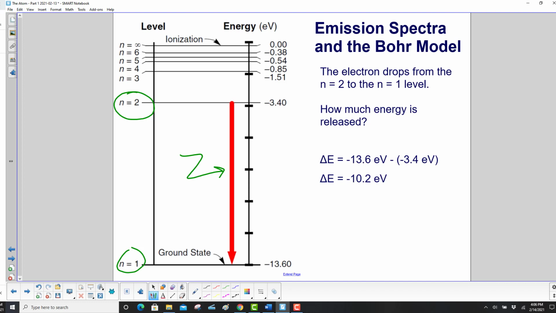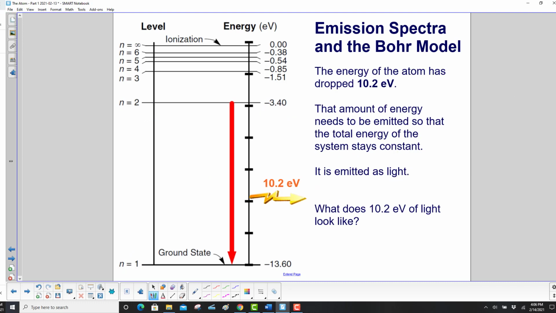Well, the change in energy, we always go final minus initial, so the final energy is negative 13.6. The initial is minus 3.40. So we have minus 13.6 minus a minus 3.4 eV, and we get a change in energy of negative 10.2 electron volts. The energy of the atom has dropped 10.2 eV. That amount of energy needs to be emitted so that the total energy of the system stays constant. It is emitted as light, and that's this symbol right here.